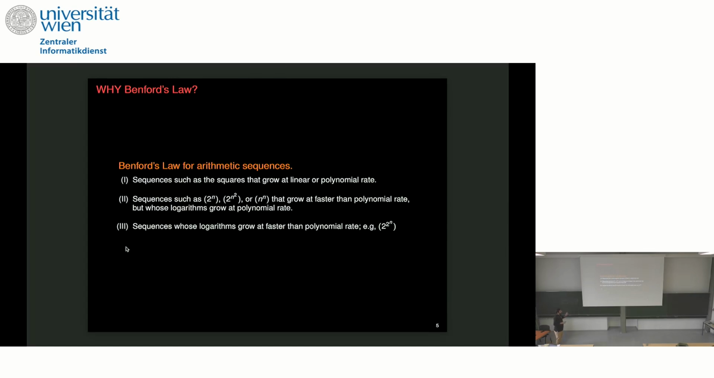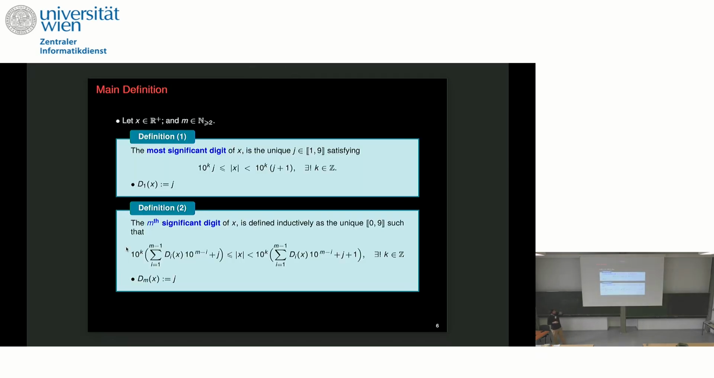Here I put the reason why I am working on this bunch of sequences. For example, 2 to the power n, 2 to the power n square, n to the power n, and n factorial. If you look at some data, you will see that the most significant digits of these sequences have a polynomial behavior. Here is the main definition.